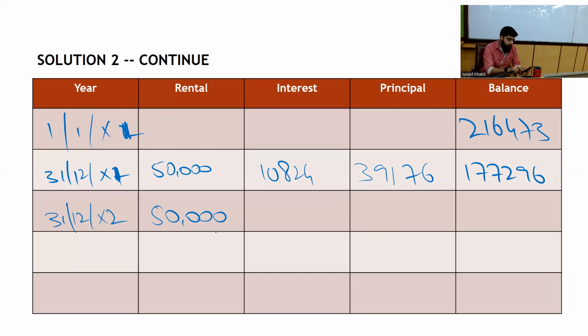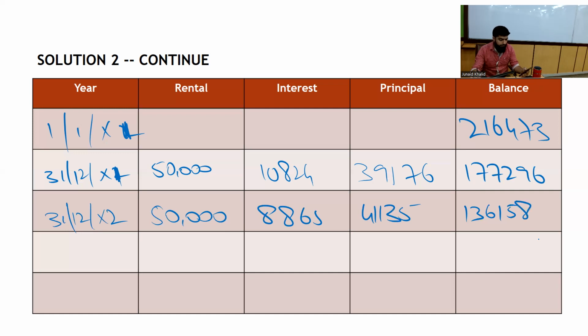interest rate would be applied on the 177,296 liability amount. This will make 8,865 out of the 50,000. 8,865 is the interest, which means the principal paid is 41,135. Out of 177,296, principal paid is 41,135, which means the remaining liability is 136,158. 136,158 is the remaining liability.